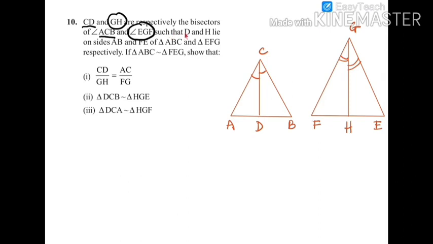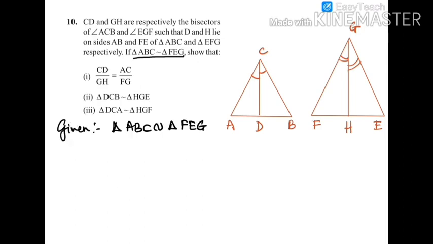such that D and H lie on AB and FE. D lies on AB and H lies on FE of triangle ABC and triangle EFG. Now the figure is complete. What are we given? If triangle ABC is similar to triangle FEG, then we have to prove these.